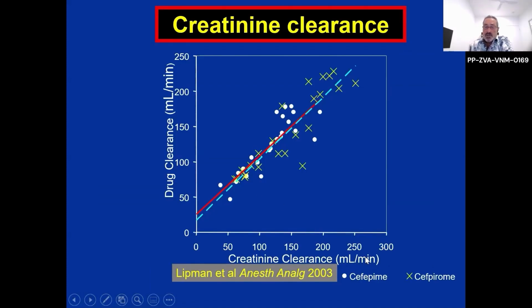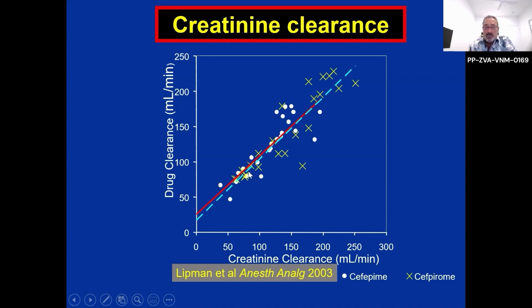I did 2 studies many years ago, one on cefepime and one on cefpirome. And it seemed that the cefpirome patients always had lower serum concentrations of cefpirome than the cefepime patients. And they were the same type of drug, they should be distributed the same, they should be excreted the same, the dose is the same. And then I realized that if you looked at creatinine clearance on that axis and drug clearance on that axis, and this is measured creatinine clearance, 8-hour measured creatinine clearance, there'll be a straight line curve.